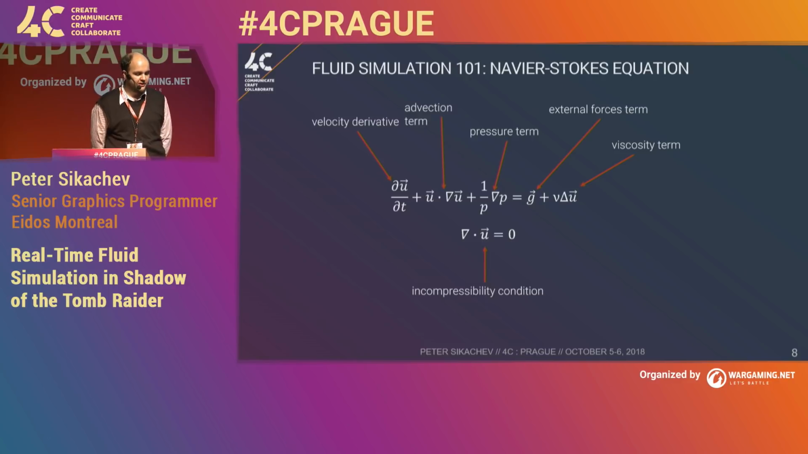And then there is the second equation, which is called the incompressibility condition. What is written there is that the divergence of velocity equals 0. You can think of the divergence as the amount of fluid that goes into the cell and runs out of the cell. So basically, if the amount of fluid that goes into the cell and runs out of the cell is the same, then it's incompressible.